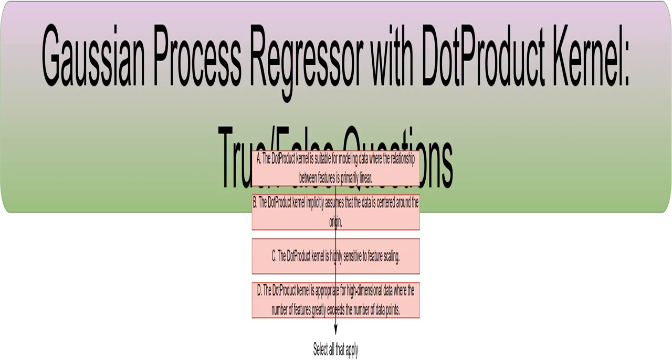We're using Sklearn's Gaussian process regressor, a powerful tool for regression tasks, and focusing on the DotProduct kernel, a specific way to calculate similarity between data points. I'll explain how the DotProduct kernel works and what its properties mean.